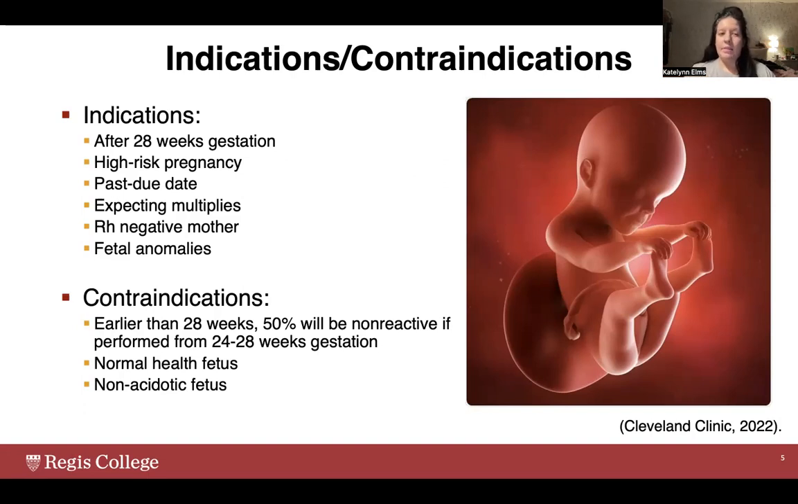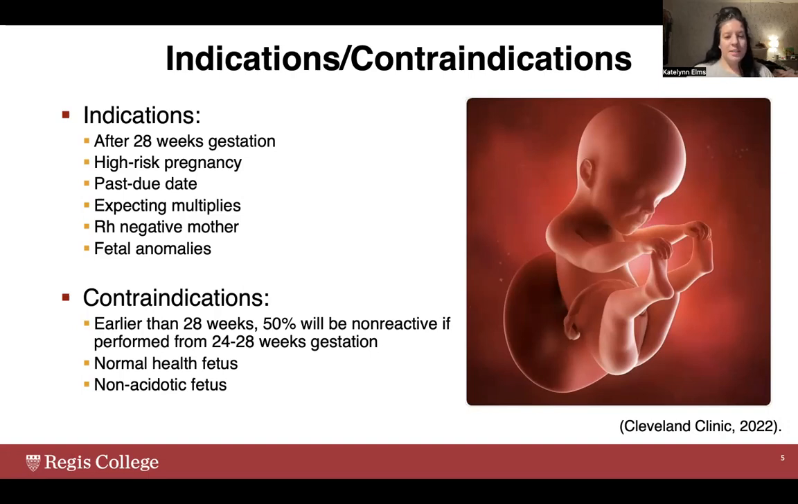If you're a high-risk pregnancy, like you have premature rupture of membranes, preeclampsia, if you're expecting multiples, if you're over 40 weeks, if you're Rh negative, or if the baby has a known anomaly like IUGR, these would all be indications to do an NST. Contraindications, like I said, earlier than 28 weeks.